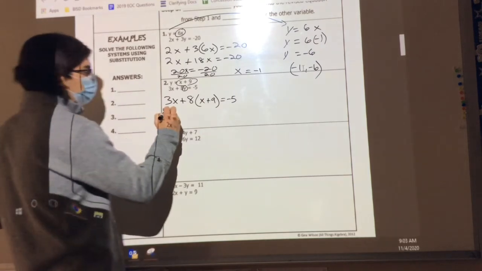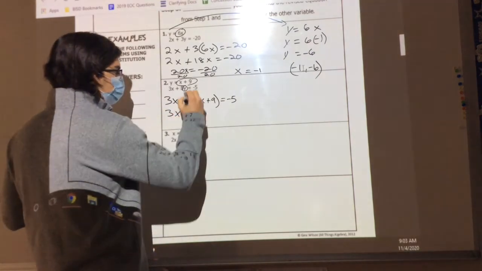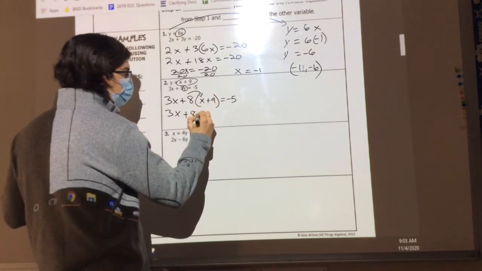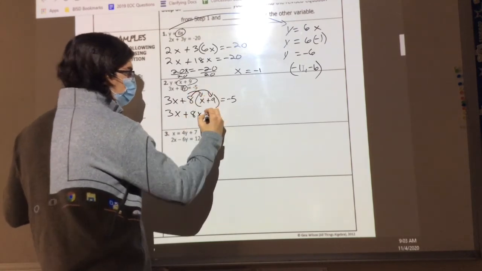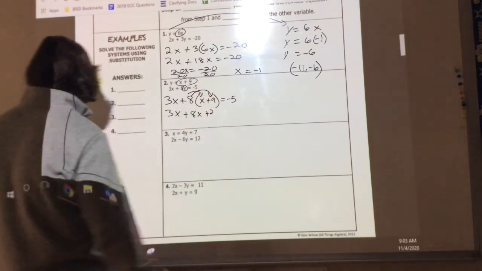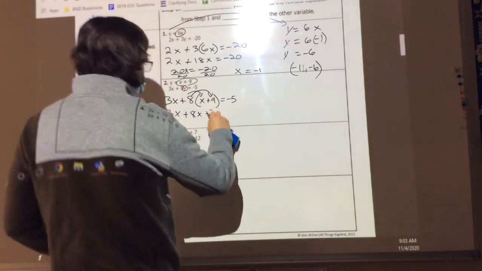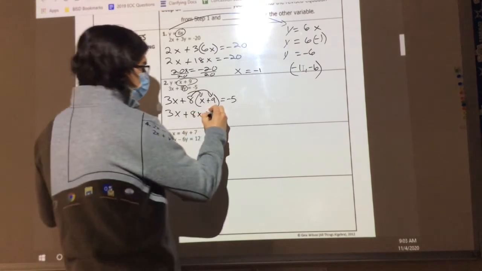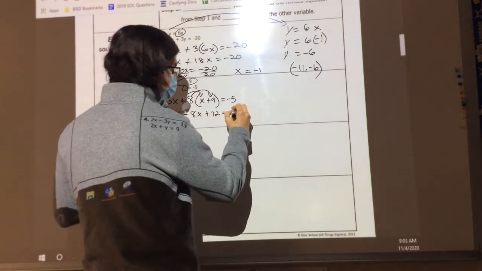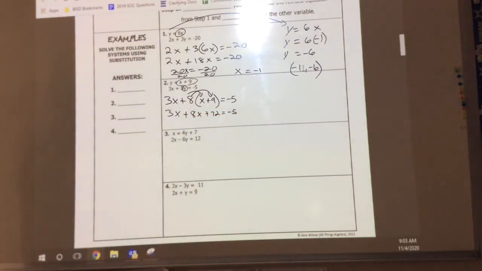Now we're going to have 3x plus 8x plus 72 equals negative 5. Everybody okay with how I got to that step? Okay. Anybody not okay with how I got to that step?